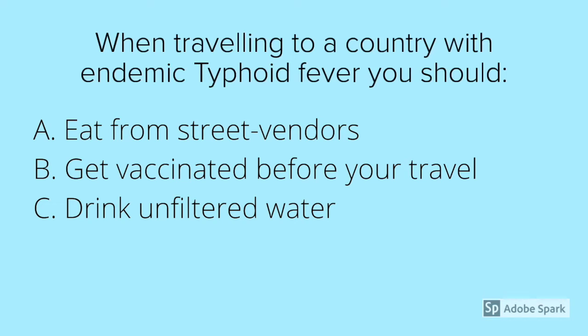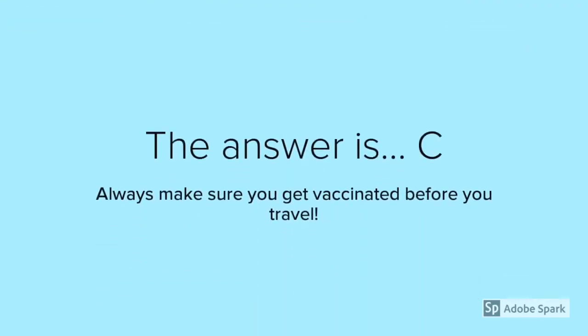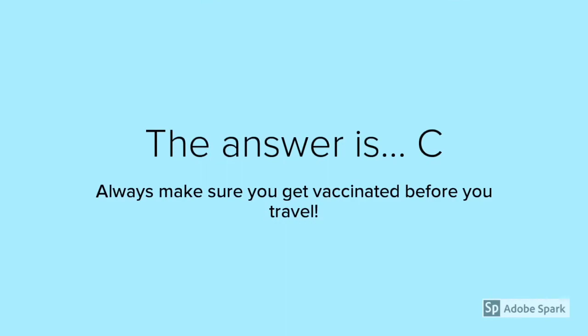When traveling to a country with endemic typhoid fever, you should A. Eat from street vendors, B. Get vaccinated before your travel, or C. Drink unfiltered water. The answer is B. Always make sure you get vaccinated before you travel.